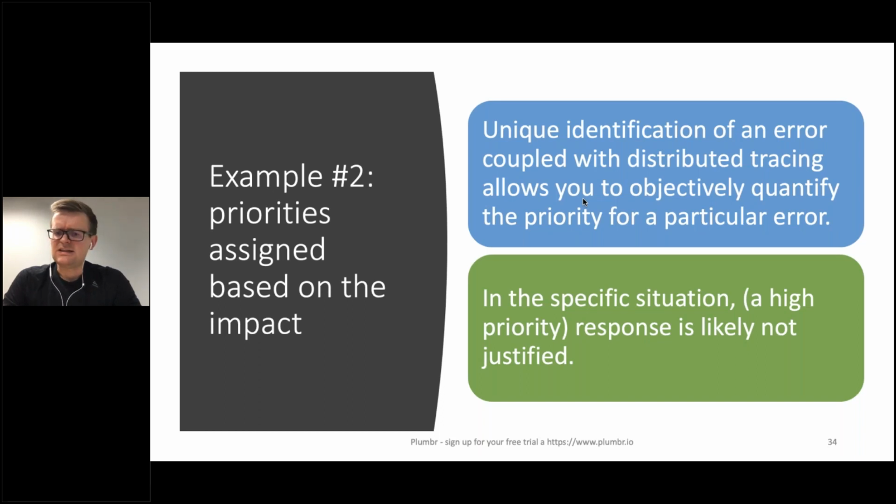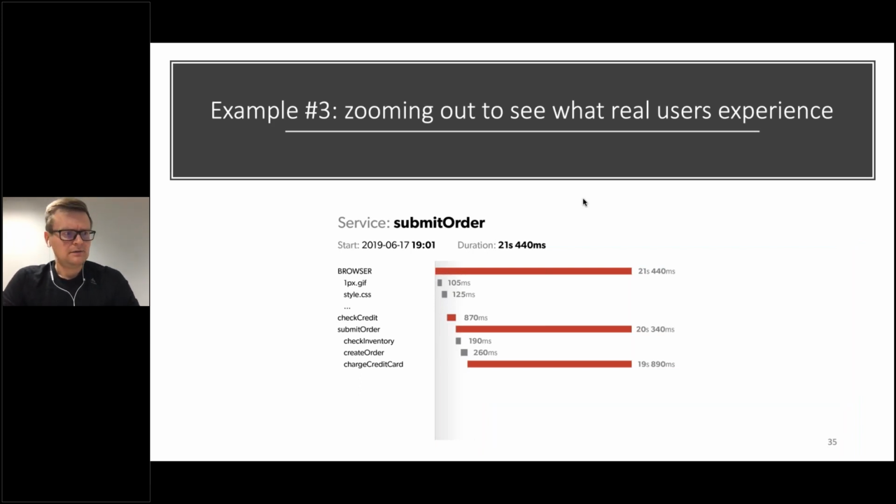But actually, this is still only scratching the surface. Let's see if we can expand the example, and we should expand it to zoom out to see what the user really experienced. So what if the very same trace we monitored starts not at the server boundary, not when submit order first reached our server farm, the first microservice touched? But what if we start to distribute the trace already in the device that the end user is using? In this case, a browser.